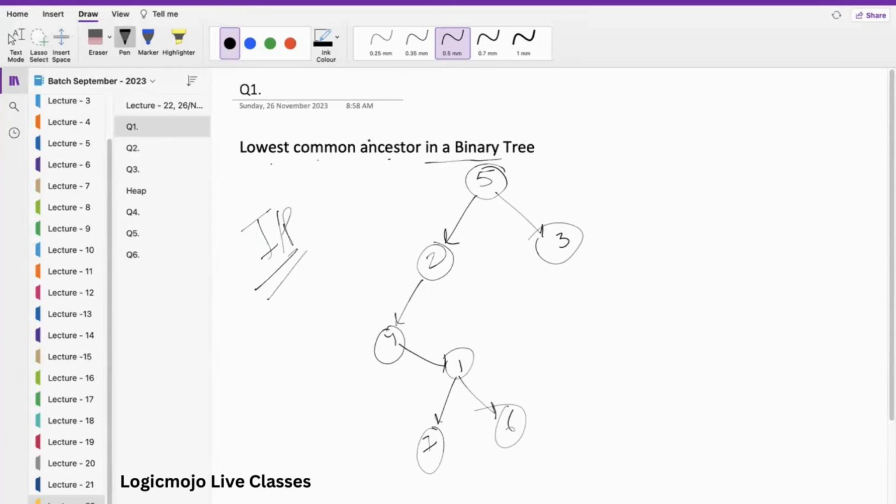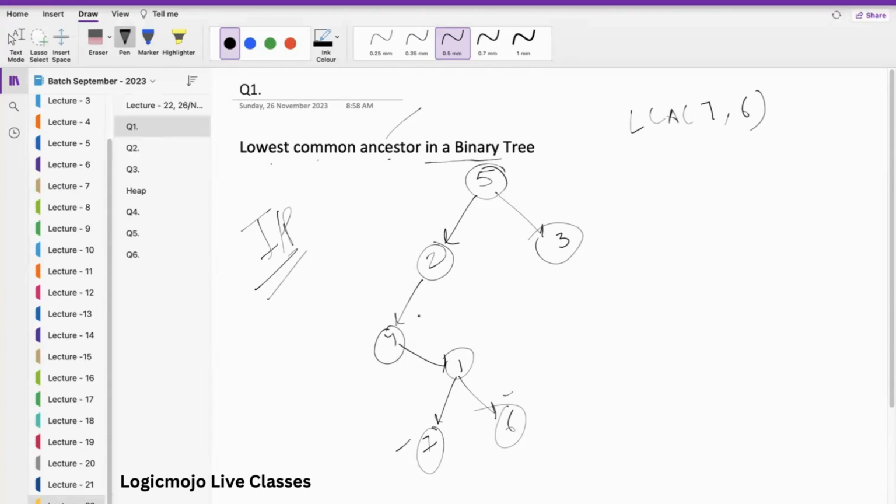Okay, we already know ancestors are all the predecessors in the binary tree. For this question, there is just one exception: the node itself will also be called an ancestor. I'll tell you how. For example, if the two nodes given to you are 7 and 6, you need to find the lowest common ancestor between these two nodes.